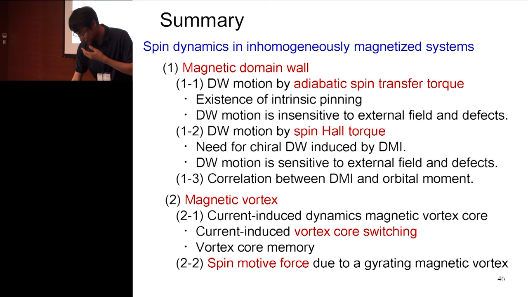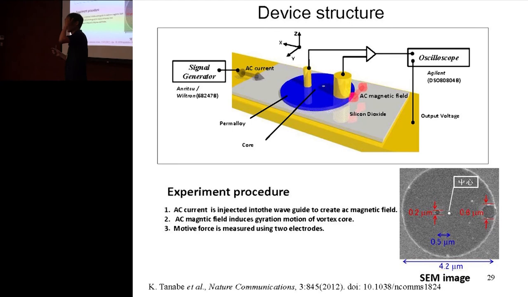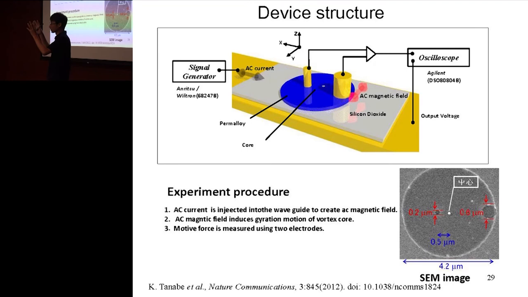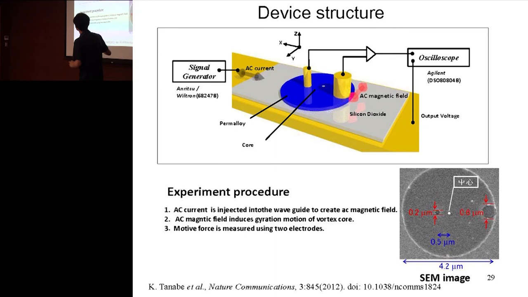In this experiment, we just measure the output voltage. This white spot indicates our voltage probe. Around the vortex core, we have a non-collinear spin structure, which has a spin Berry phase. During this motion, the spin Berry phase changes in time, which means we have a time derivative of the spin Berry phase. That's why we believe we have a generated spin motive force, and then we measure this voltage in time.